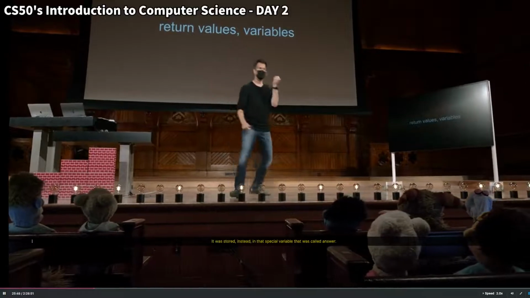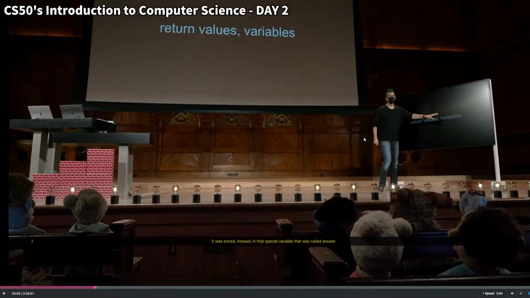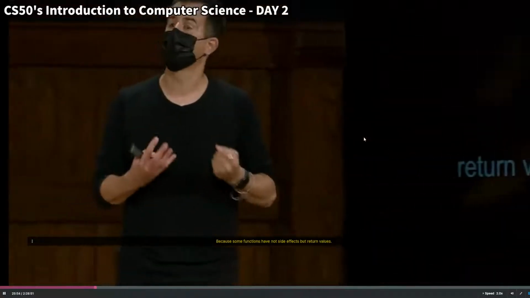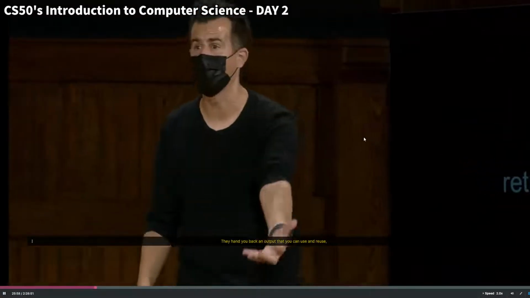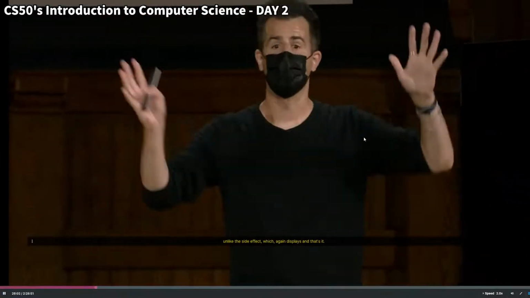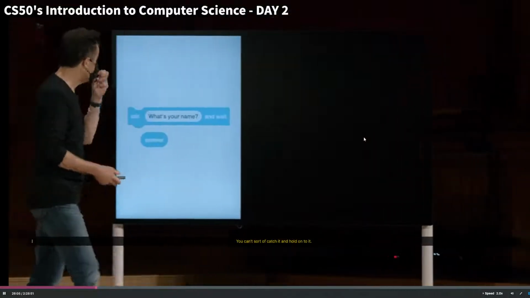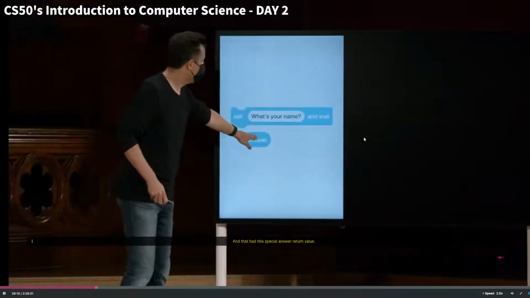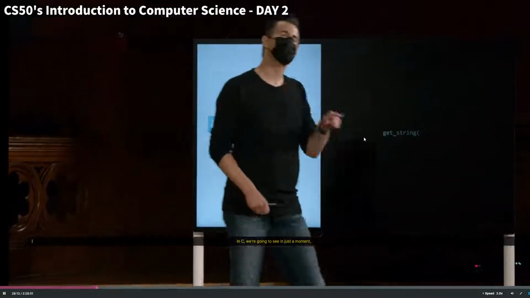It was stored instead in that special variable that was called answer, because some functions have not side effects but return values. They hand you back an output that you can use and reuse, unlike the side effect, which again displays and that's it. You can't sort of catch it and hold on to it. So in the context of last week, we had the ask block, and that had this special answer return value. In C, we're going to see in just a moment, we could translate this as follows.